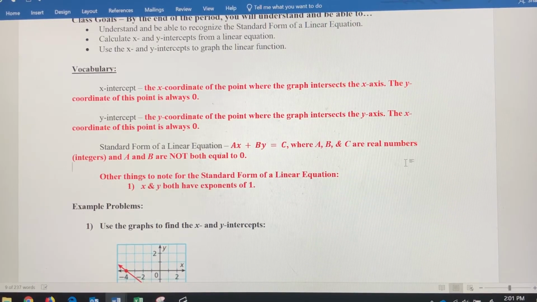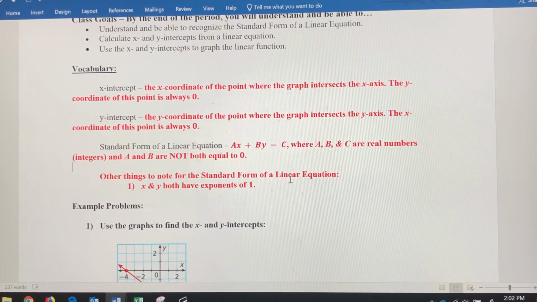First, x and y both have exponents of 1. Notice that for the x, there's an understood exponent of 1, and for the y, there's an understood exponent of 1. If you have an exponent other than 1, then you don't have a linear equation anymore. You might have another function, but it won't be linear.